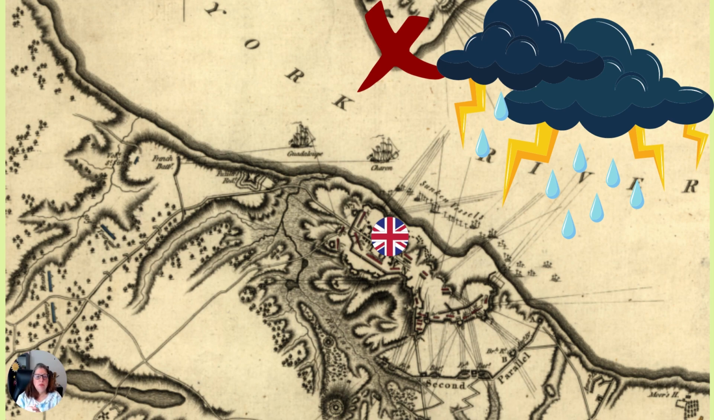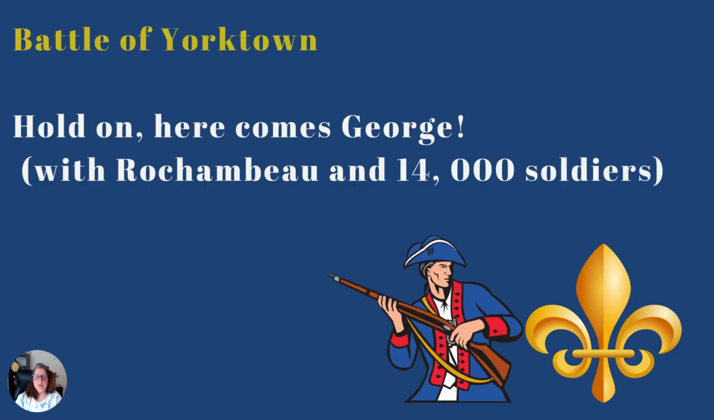Cornwallis had started to move about 15% of his soldiers across. But the other 85% are stuck. They can't get across because of the storm. They can't get across because their ships are sunk. Right? But it's not over yet, because here comes George.